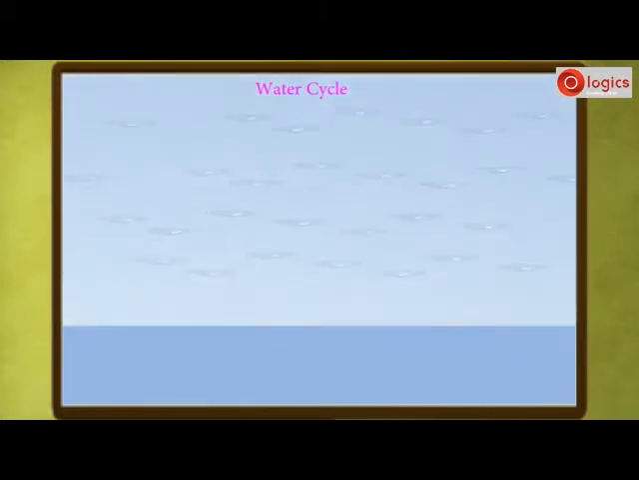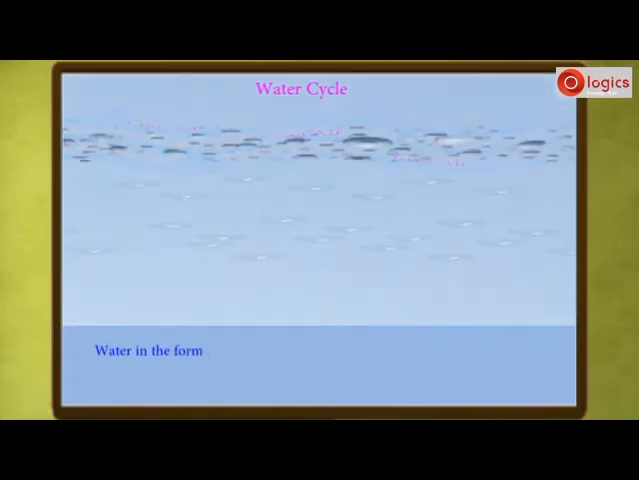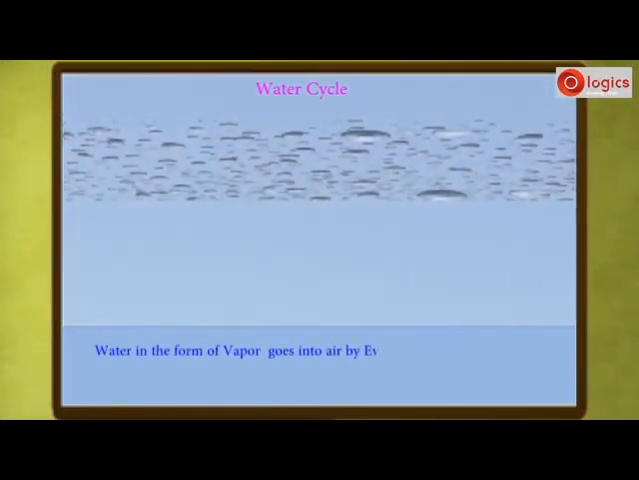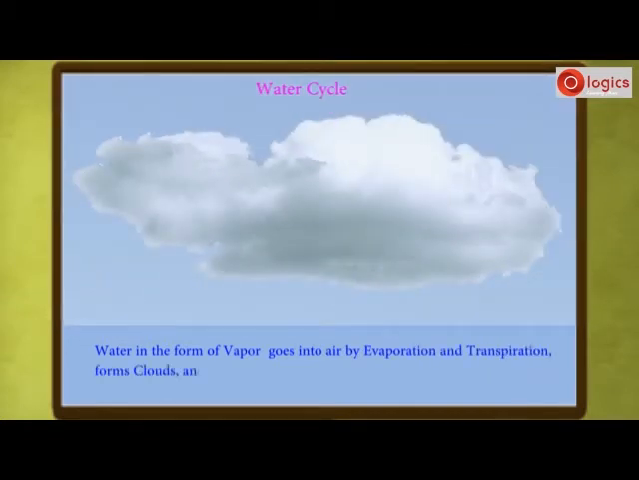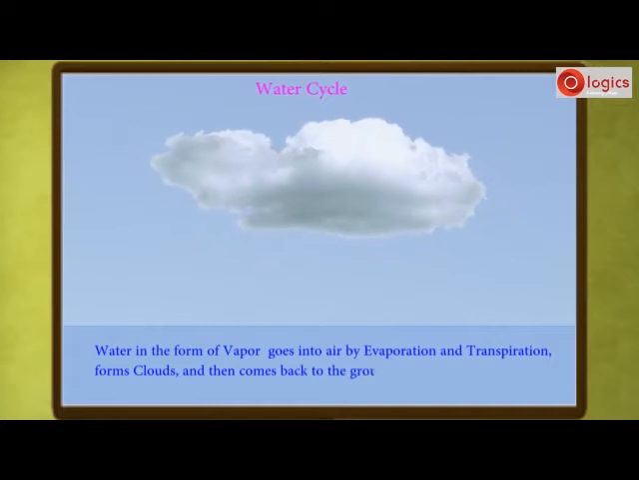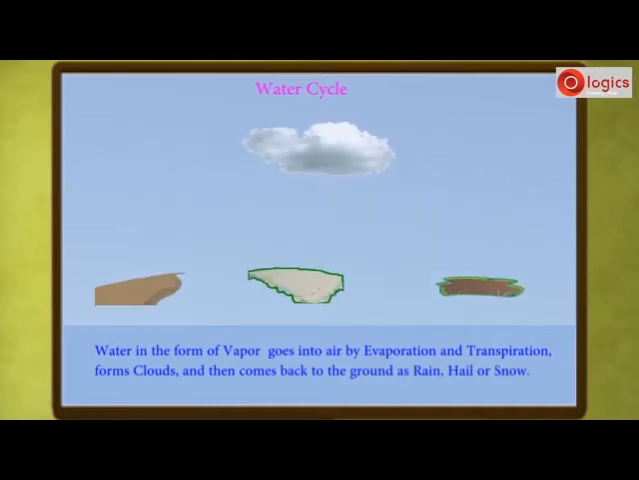Thus, water in the form of vapor goes into air by evaporation and transpiration, forms clouds, and then comes back to the ground as rain, hail or snow.